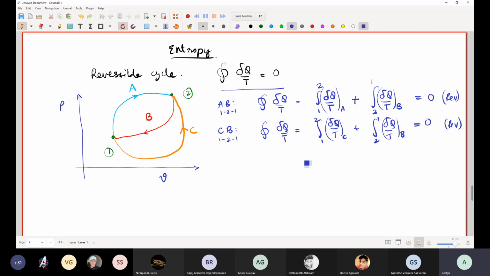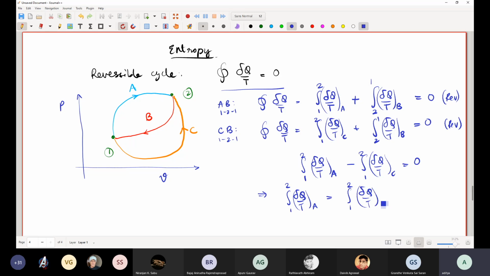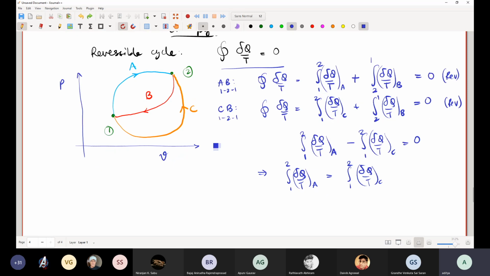Let us now subtract these. What do we have? The integral of del Q by T along A minus the integral from 1 to 2 of del Q by T along C is equal to 0. And this implies a very important fact: the integral of del Q by T along A is equal to the integral of del Q by T along C. And A and C are arbitrary processes. Meaning in going from point 1 to point 2, it doesn't matter what the process is.